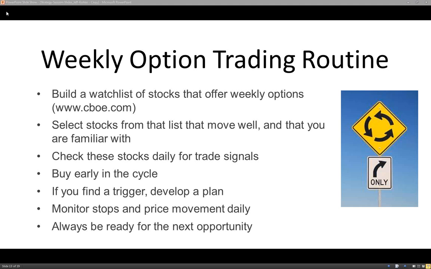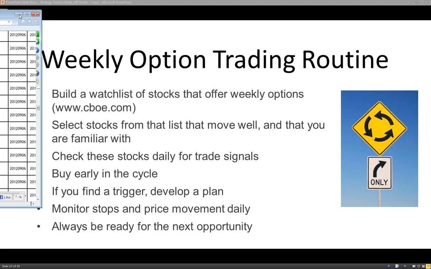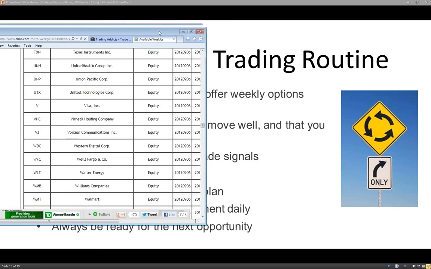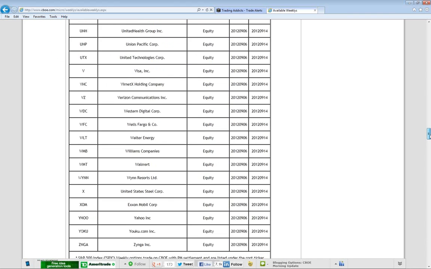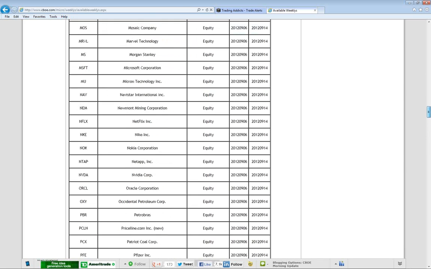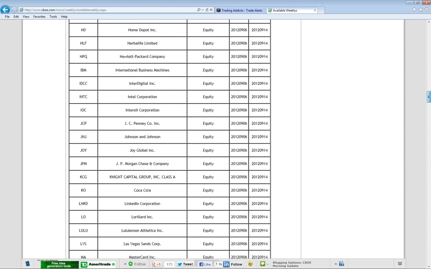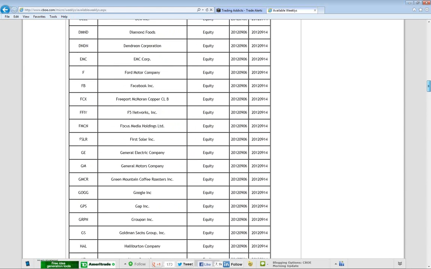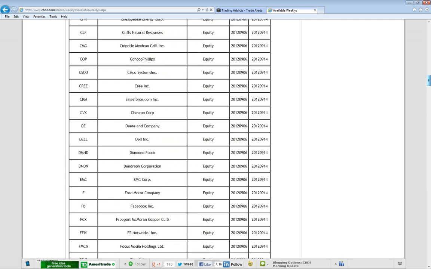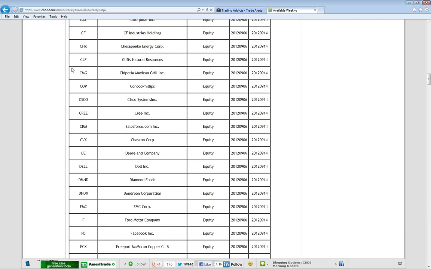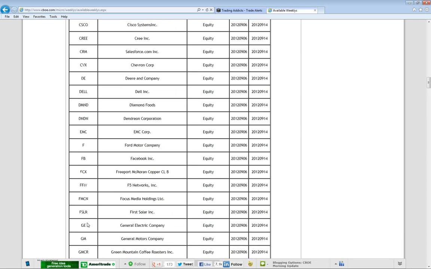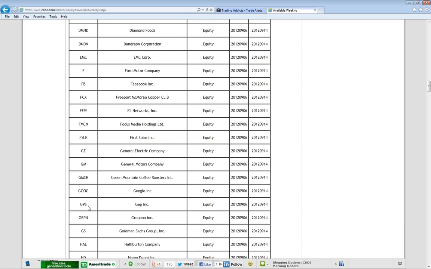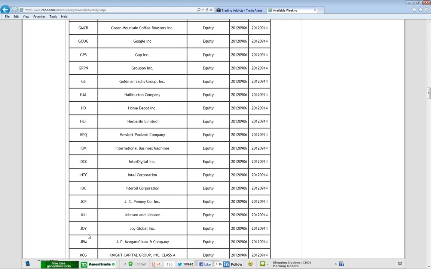I'm on that list right now, so I'm going to bring that over and show you. You'll see a lot of familiar ticker symbols here, but the majority of these we don't trade. I could take 50 of these, though, that I'd want to trade: Chipotle, Salesforce.com, Facebook, even though some of you might like it, FFIV, Green Mountain Coffee, Google, Groupon.